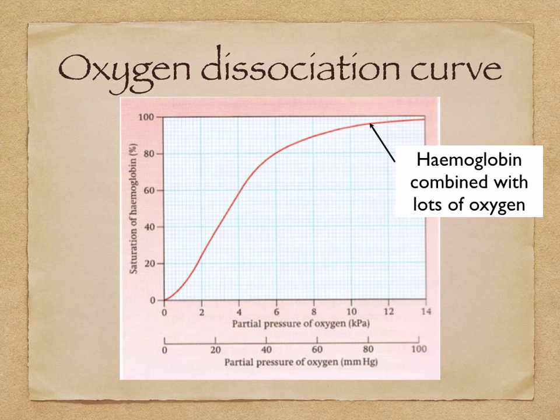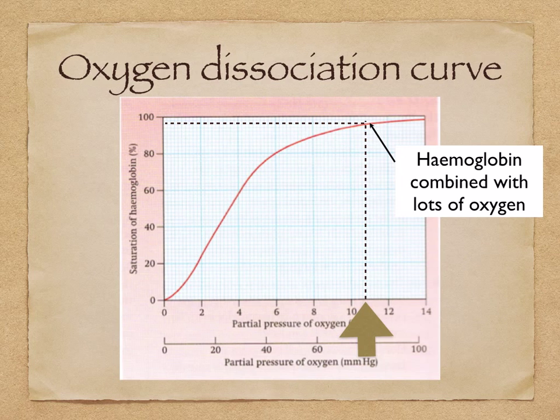So what about a high partial pressure, for example, about 11 kilopascals of oxygen? How saturated is the hemoglobin? Well, it's about 95% saturated. So what does this mean? It means that the hemoglobin is combined with lots of oxygen.